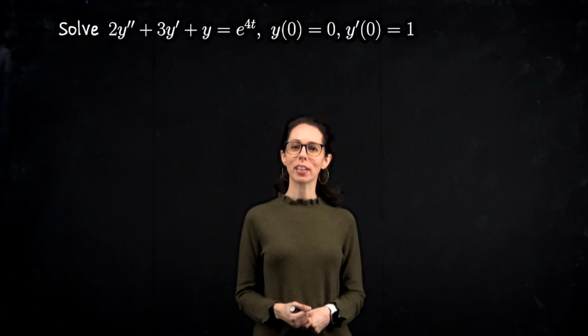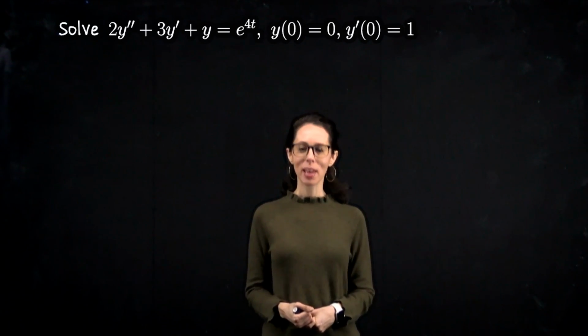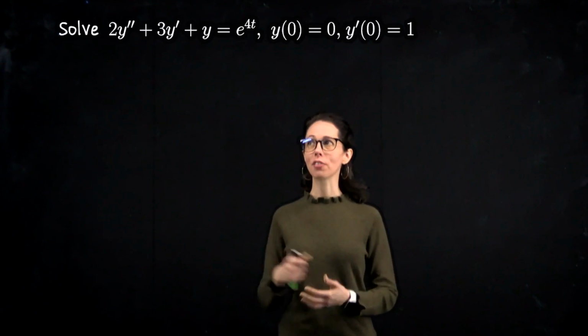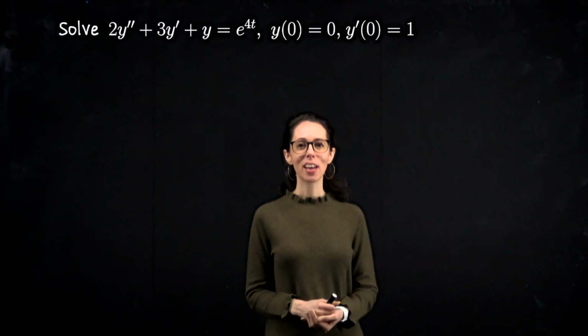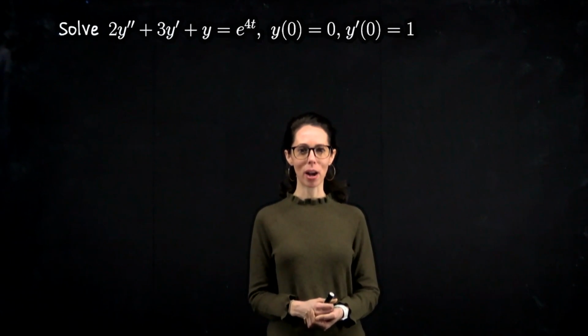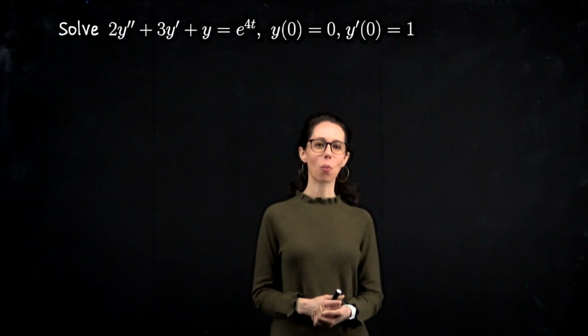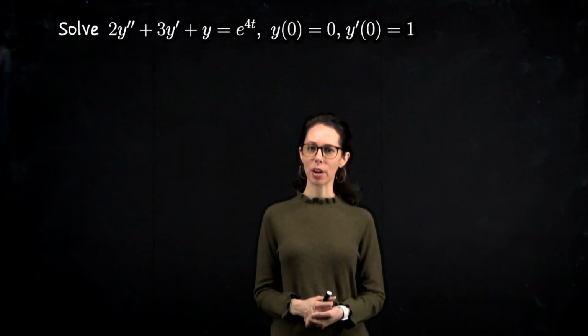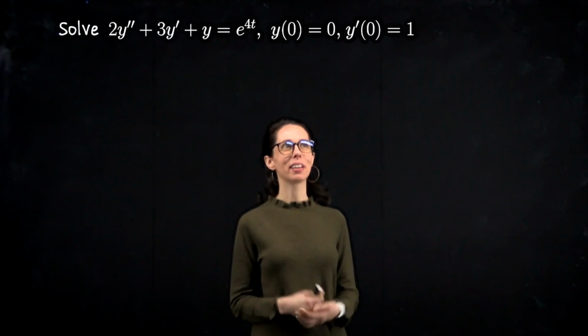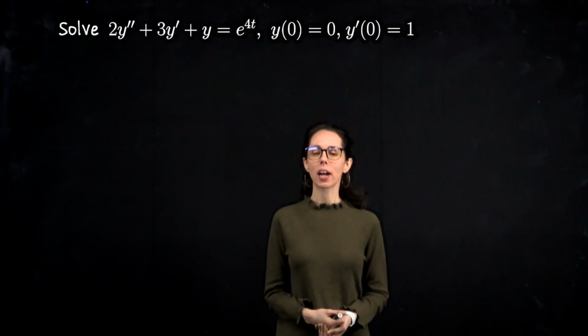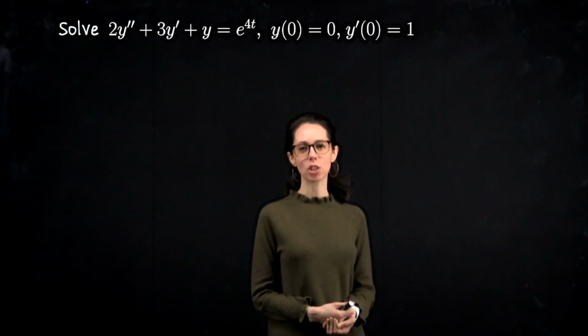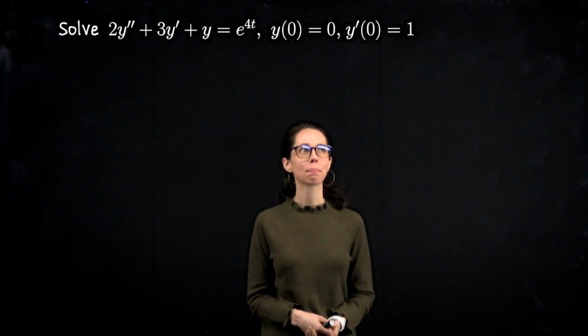Let's use our new knowledge of the Laplace transform of y double prime to use the Laplace transform to solve this second order differential equation, 2y double prime plus 3y prime plus y equals e to the 4t, with initial conditions that y of 0 is 0 and y prime at 0 is 1. That's like saying if y is the position of something like a harmonic oscillator, the initial position is 0 and the initial velocity is 1 meter per second.